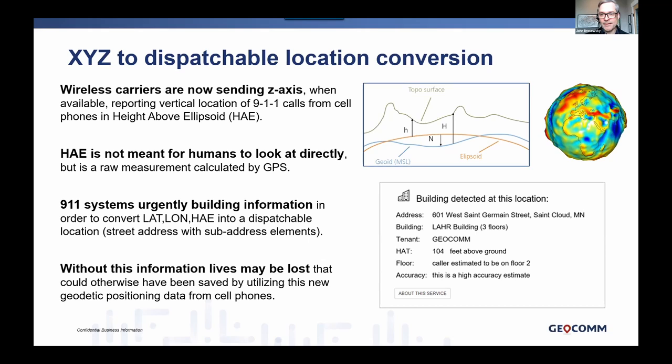Now, the catch is that you're probably putting this together already. This is driving even more need for bigger and bigger data sets, because you really need local data in order to convert latitude, longitude, and height above ellipsoid into dispatchable locations. Yet without this information, lives could be lost that otherwise could have been saved by utilizing this new geodetic positioning data that's available from cell phones. So we have a challenge in front of us: how are we going to collect all of this information?